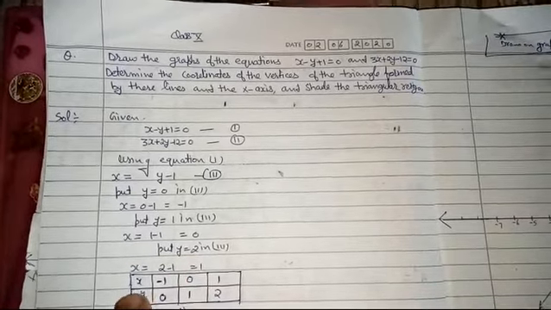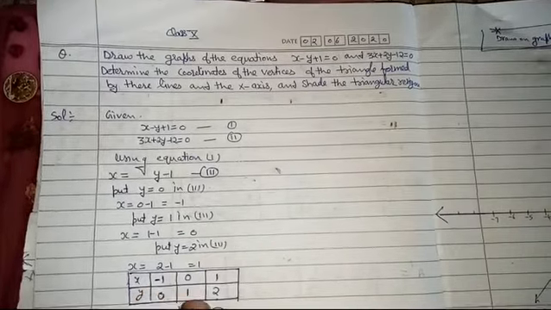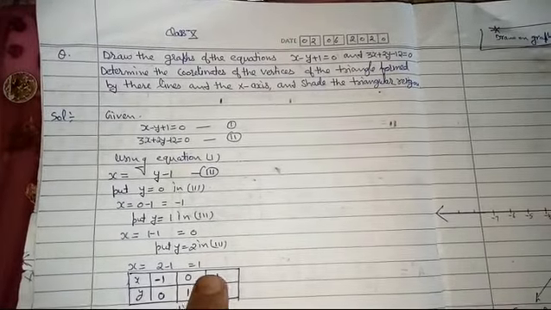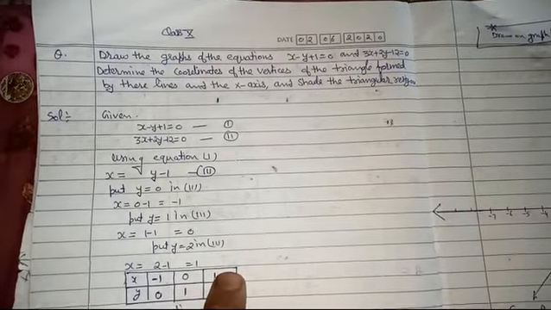So the table we got for x and y is: as we put the value y is 0, then x comes minus 1. When we put y is equal to 1, then the value is coming 0. When we put y is 2, then it comes 1.